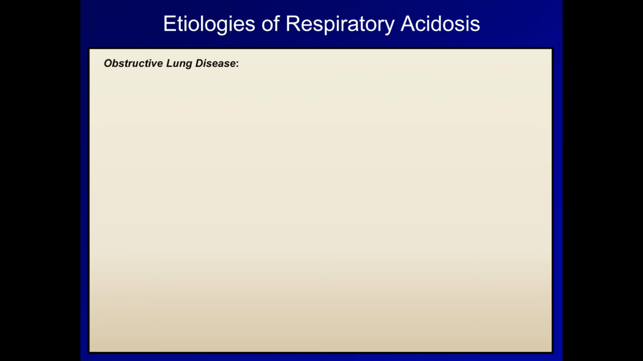First, there is obstructive lung disease, such as COPD and asthma. While moderate to severe COPD is frequently associated with a chronic respiratory acidosis, asthma only leads to this during severe exacerbations.